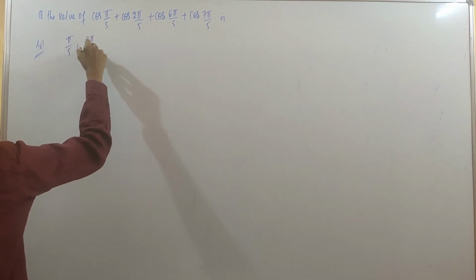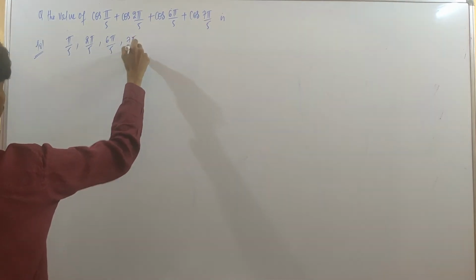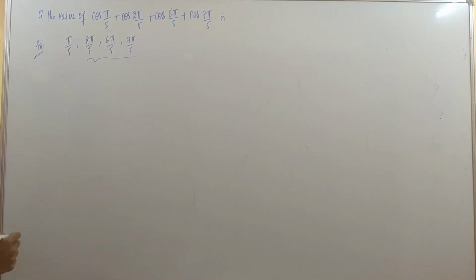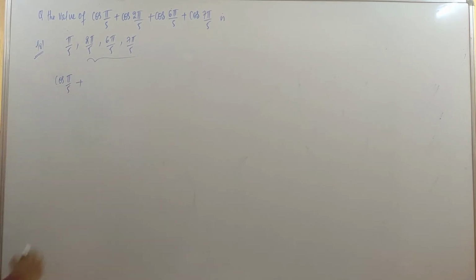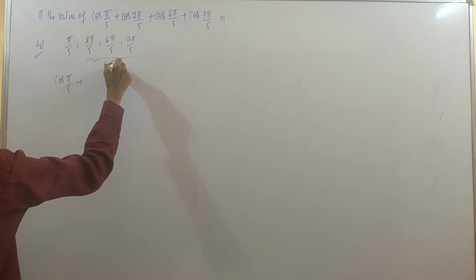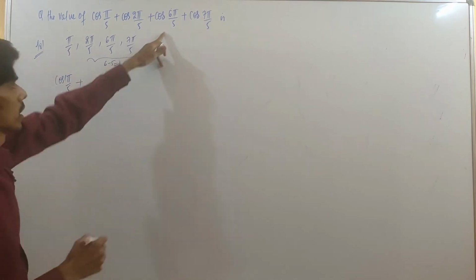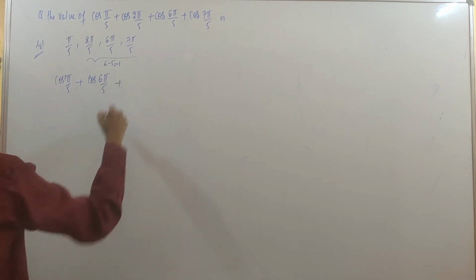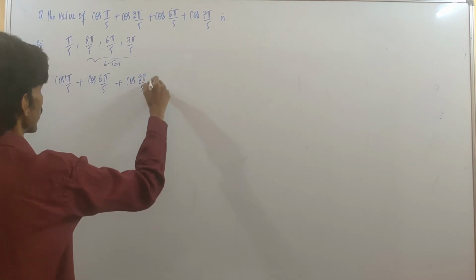Two pi by 5, 6 pi by 5 and 7 pi by 5. These three angles are multiple of pi by 5 only. First is cos pi by 5 plus we have 6 pi by 5. Subtract 6 minus 5, we have 1. So this has 1 and this also has 1. So take this term cos 6 pi by 5 plus write down this cos 2 pi by 5.